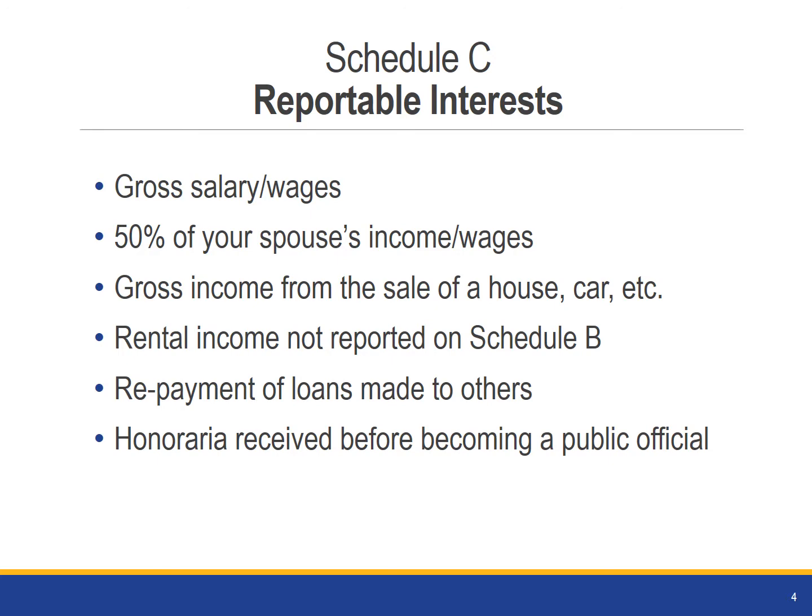If you made a loan to someone else and they are a reportable source, you must also disclose their loan repayment to you. Finally, if you are filing an assuming office statement, you must also report any honoraria you received in the 12 months before becoming a public official. Please note that as a public official, you may not accept honoraria, so this will not be an issue for future statements.